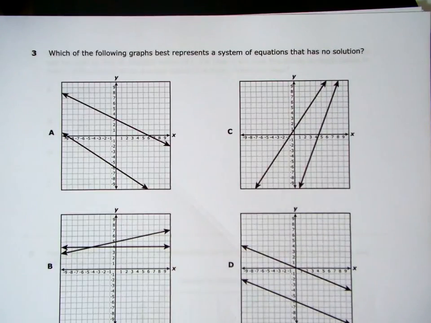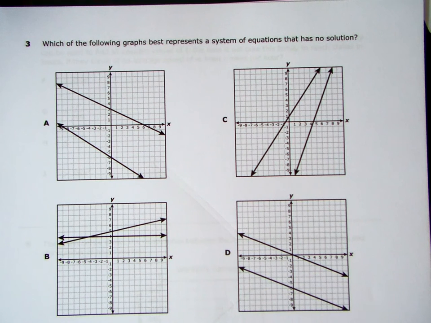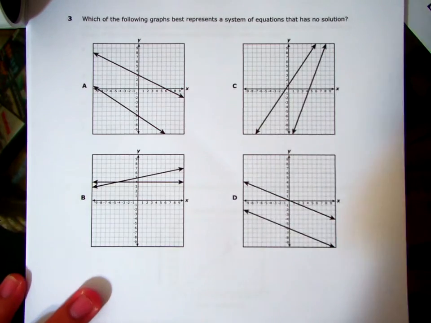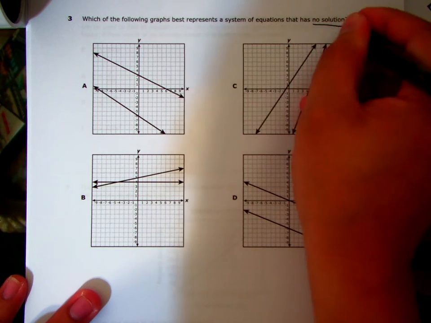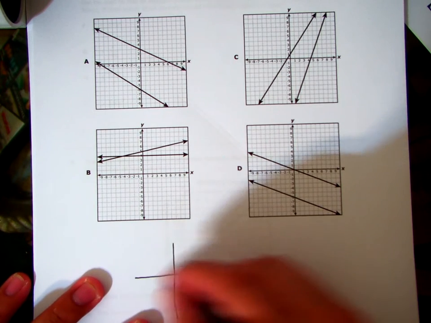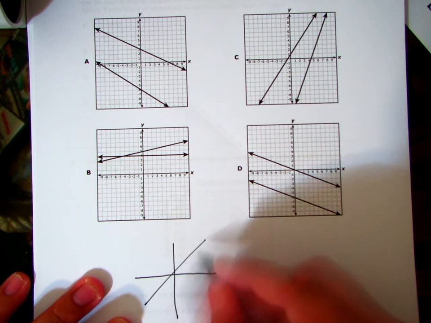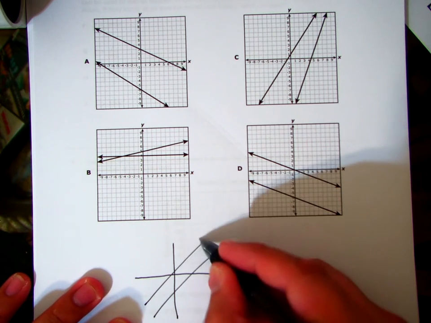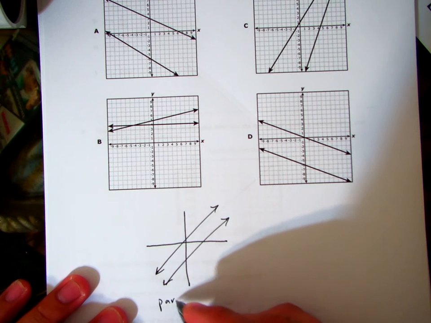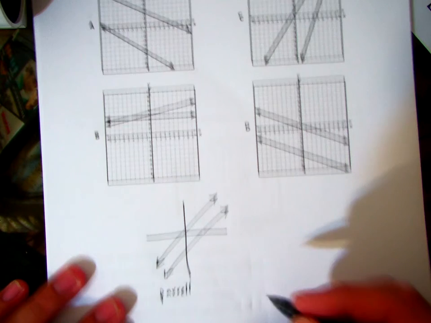So here it says, which of the following graphs represents a system of equations that has no solution? No solution is the key term that we want to look at. No solution means that the two lines never intersect. That means that the two lines are both parallel. I'm not a good speller, so if I spell it wrong, I'm sorry. Parallel, right?